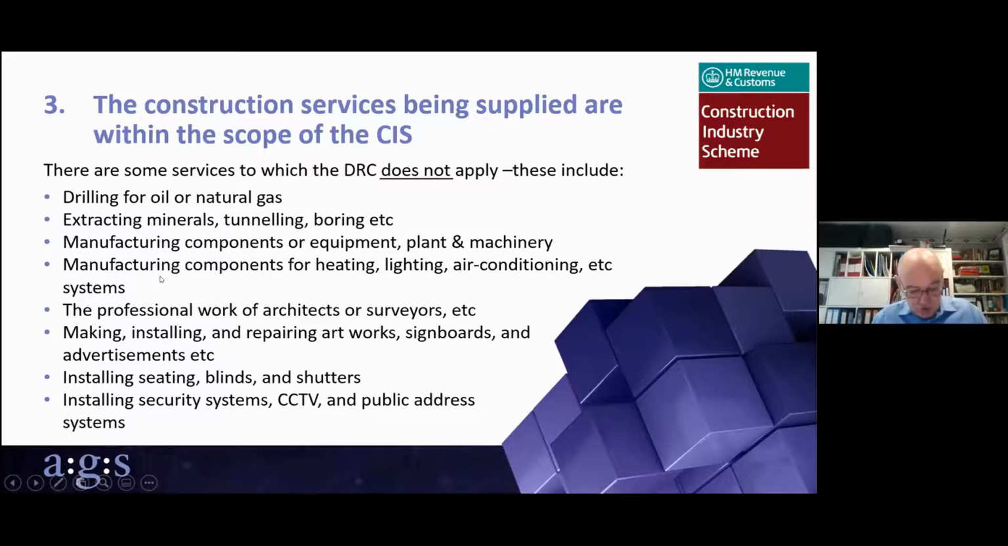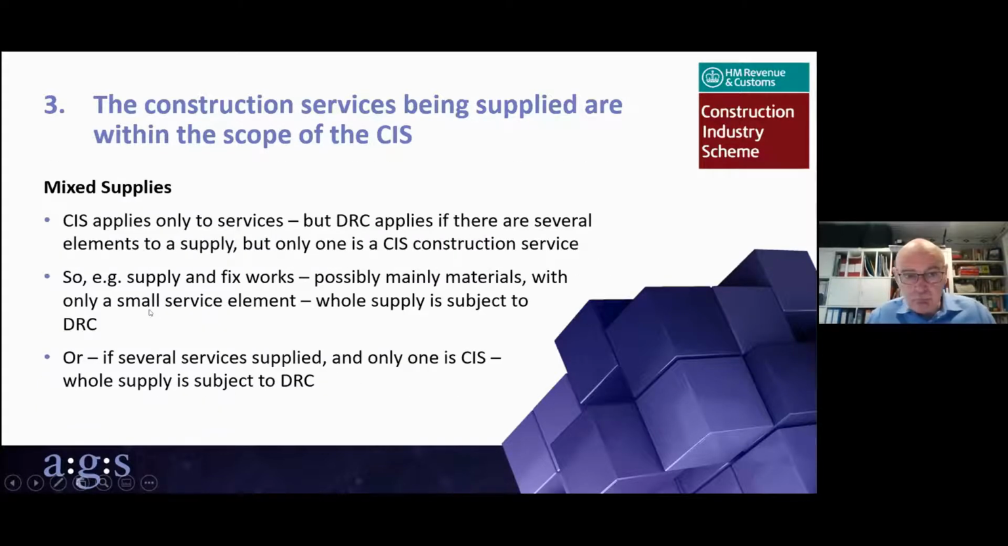Supplies of construction services under CIS have to be reverse charged. But there are some complications, as I said. As I did point out, the reverse charges of CIS are not identical in their coverage. CIS covers payments for supplies of services, but not for goods. With the VAT reverse charge, supply and fix contracts, which include both services and goods, are subject to the reverse charge, because within VAT terms, they are a single supply.